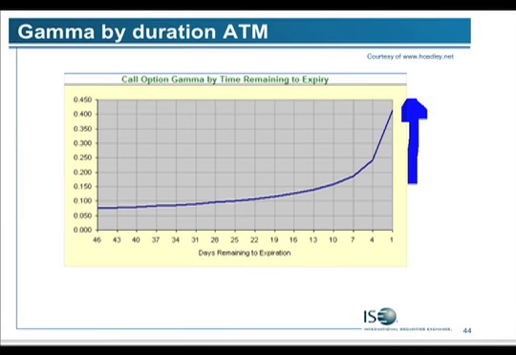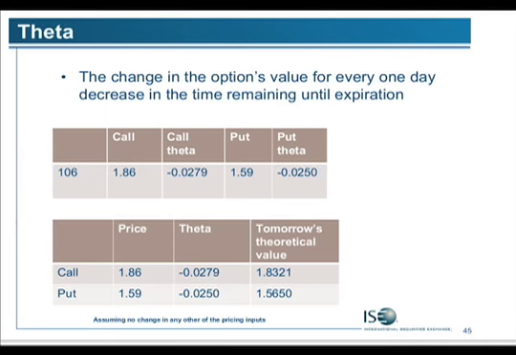So we can look at the theta, which is the change in the option's value for every 1 day decrease in time. To buy this 106 call, it's going to decay about, well, let's just round it to 3 cents. So $1.86 is going to be worth $1.83. $1.59 worth roughly $1.56.5 or something like 56.